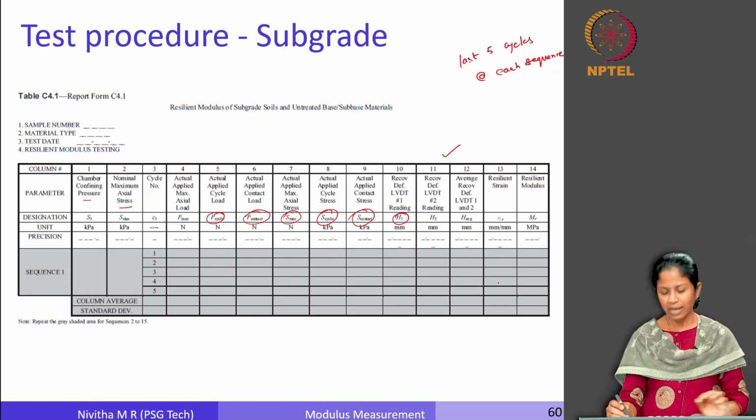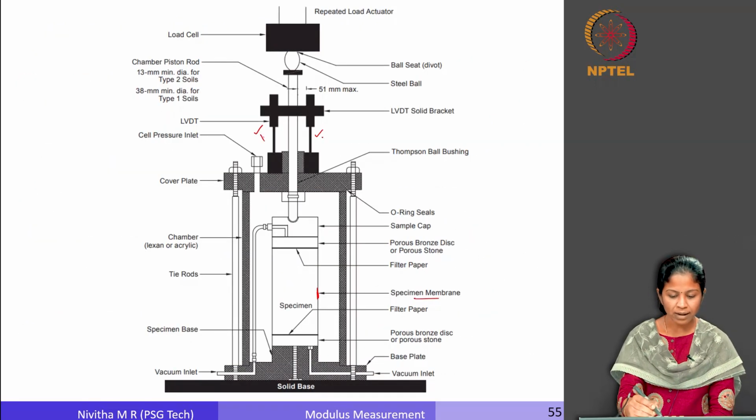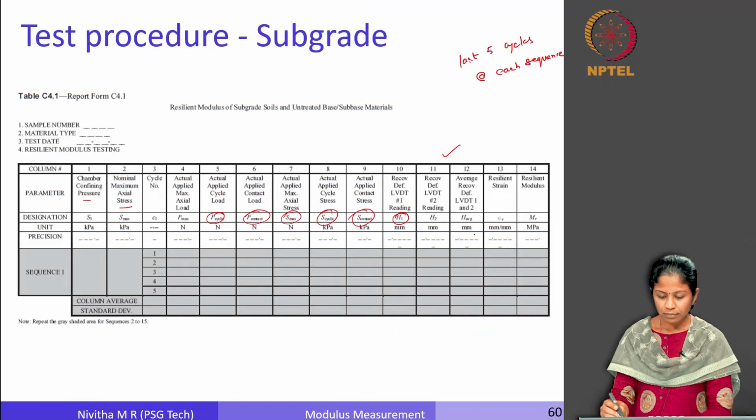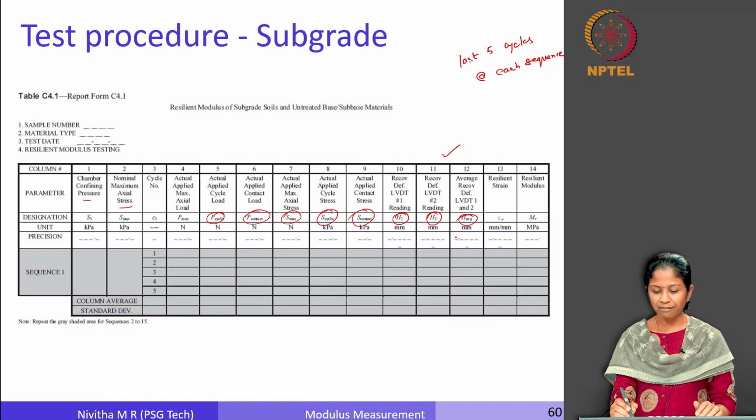I showed you previously, we have 2 LVDTs mounted on, so you can see here, this is 1 and this is 2. From both the LVDTs, what is the deformation that is measured, and we compute the average deformation.